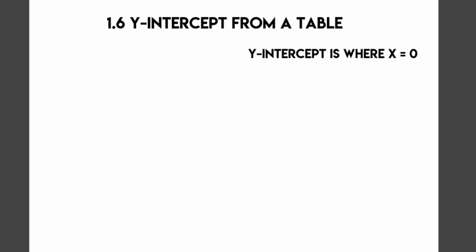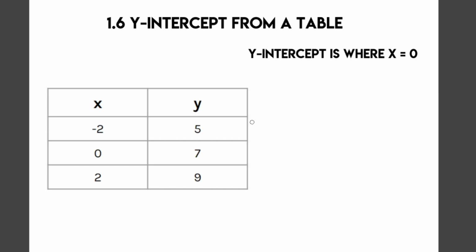Next example. Once again, we are simply looking at our x values. Where is x equal to 0? Right here, x is equal to 0. So our b value, in this case, is 7. Our y-intercept for this table would be 7. Again, it is as simple as that. We're just looking at where x is equal to 0, okay?